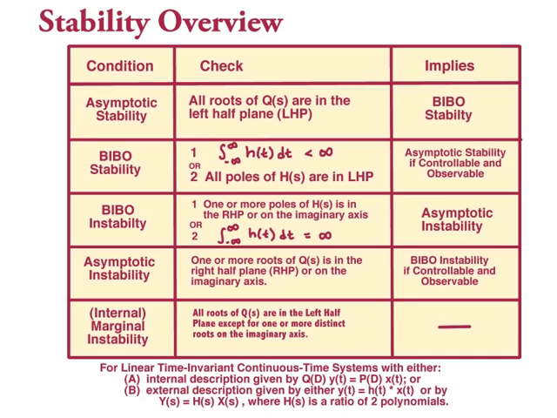So on this page I've got various conditions which we wish to establish for our system, and the checks by which we establish them, and also what is implied by the condition. So for example, if we wish to check asymptotic stability, we need to see if all roots of q of s are in the left half plane. And if we have asymptotic stability, that of course implies BIBO stability.